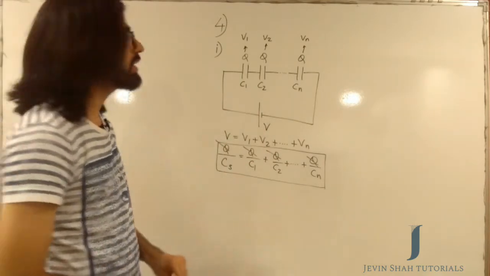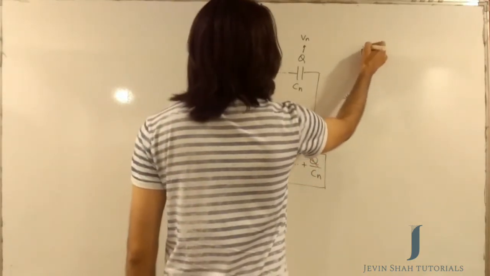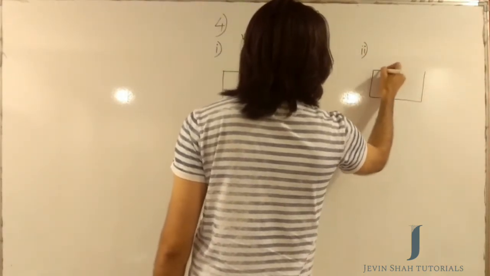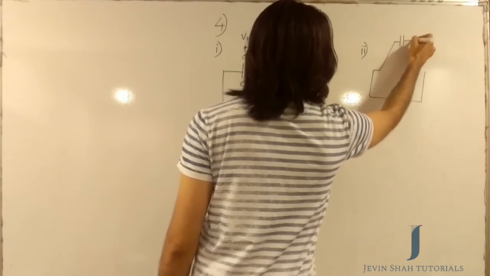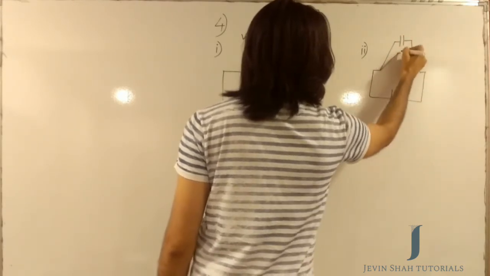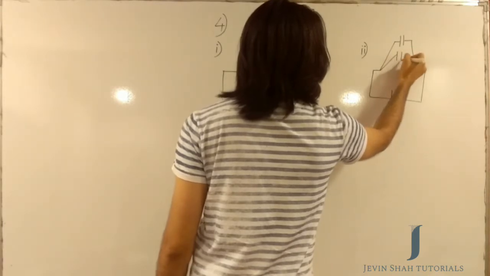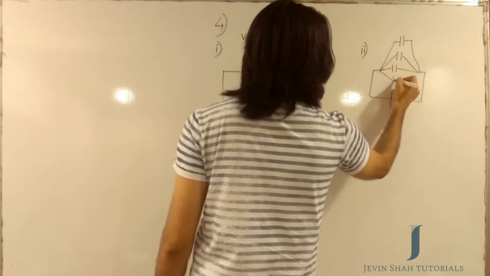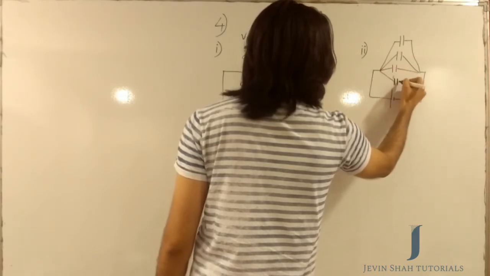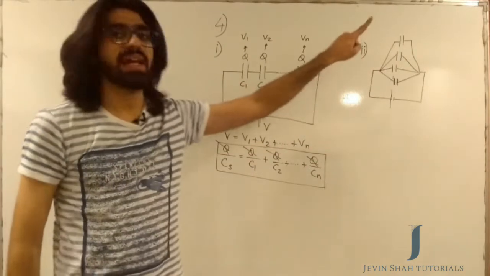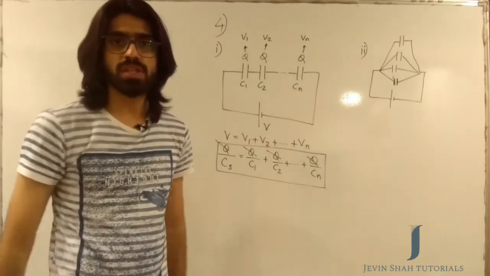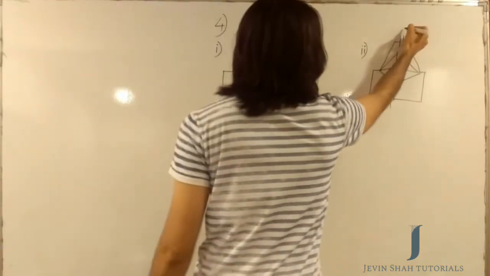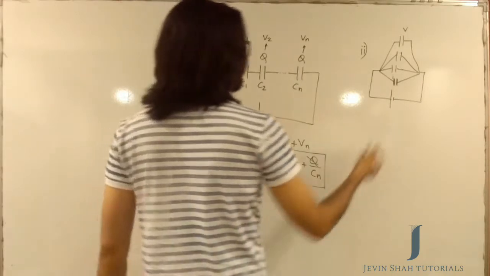Let's go ahead with connecting capacitors in parallel. So let's say you have connected n number of capacitors in parallel with each other, and because they are all connected in parallel, the potential difference across every plate of the capacitor or across all the capacitors will be the same.